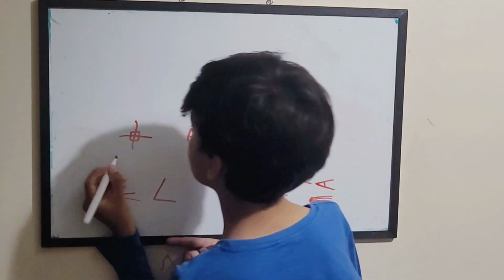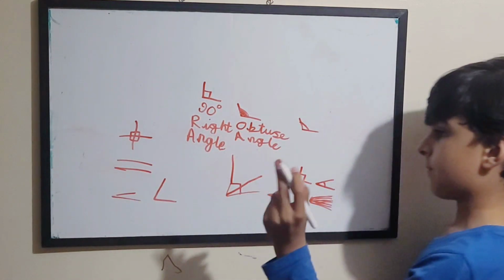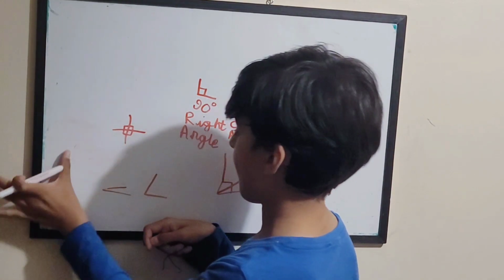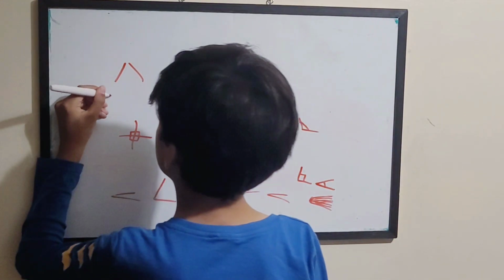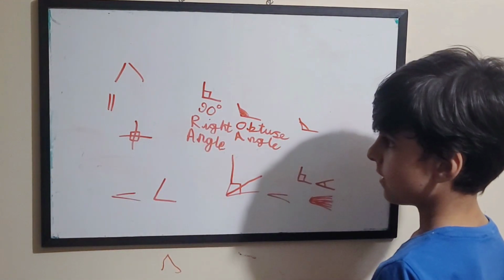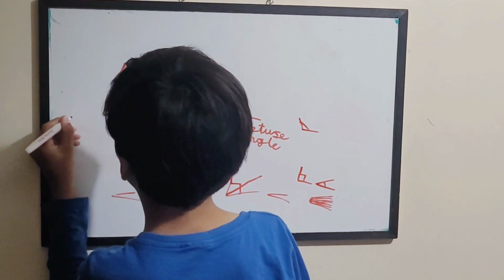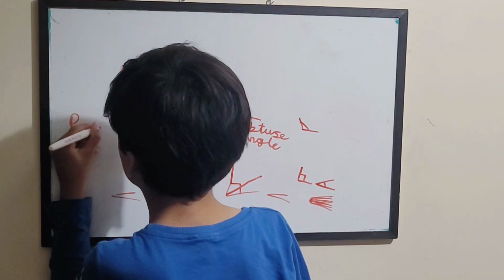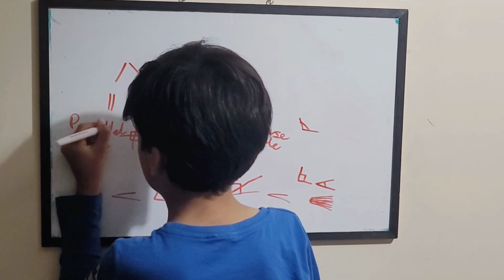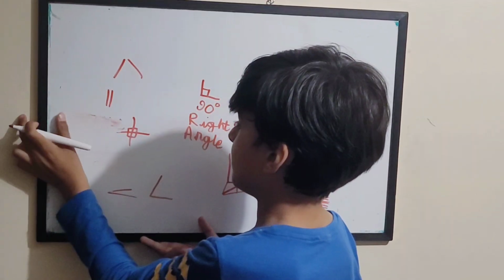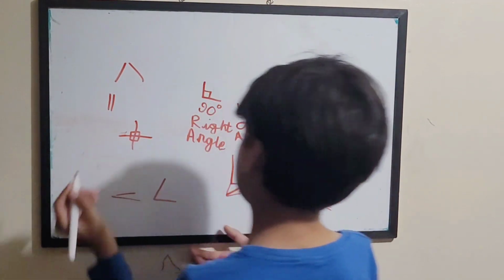Now, another one, which is not an angle, is parallel. Now, this is not parallel. This is parallel. And parallel is parallel anyway. There's a parallel. So, parallel lines are not angles.